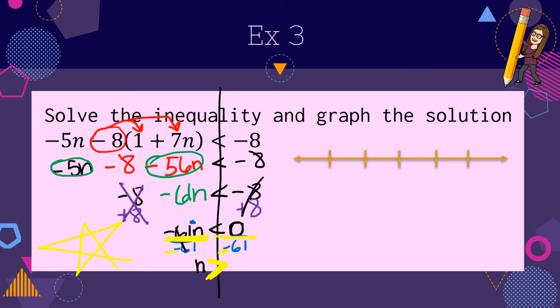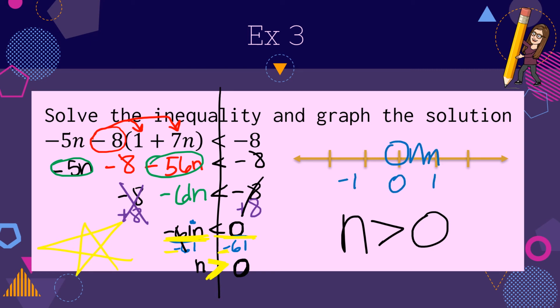Even though 0 divided by anything is 0 and my number stays 0, that sign flip was so important because look at how it affects my graph. At 0, I'm going to be open, but now I'm going to go to the right. See how that makes a difference? If I wouldn't have flipped the sign, I'd be going to the left.